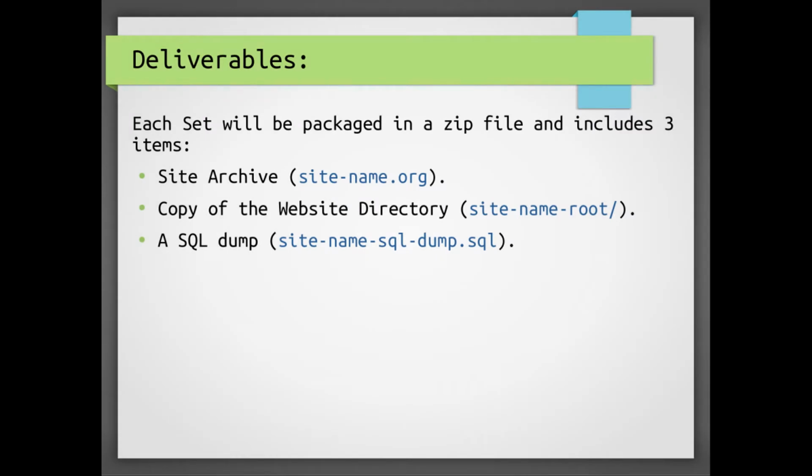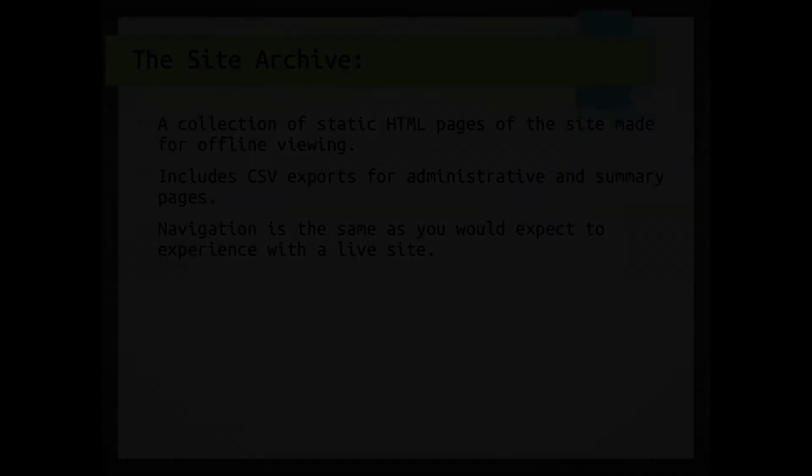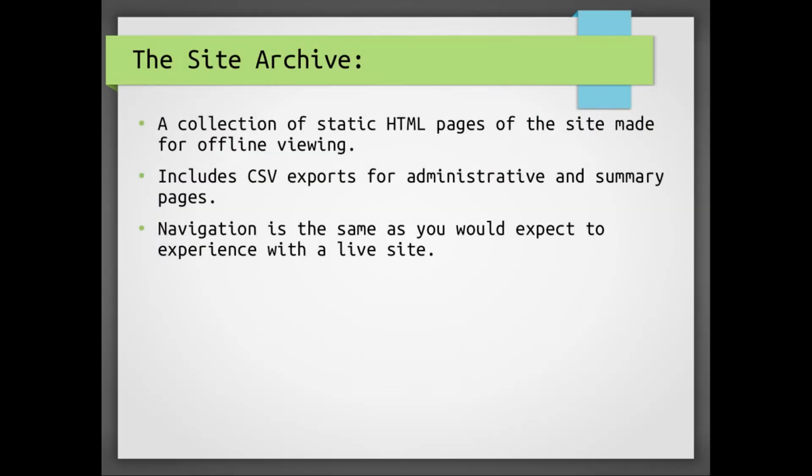The archive will be packaged in a zip file and will include a set of 3 items: the site archive, a copy of the website directory starting at the project root, and a SQL dump of the website database. An archive consists of a collection of static HTML pages, including CSV exports from summary and admin pages for offline viewing, and can be navigated just as you would a live site.